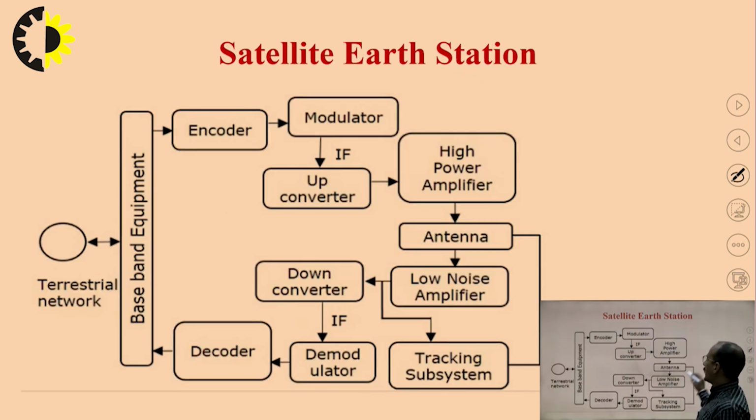This is the diagram of a basic satellite earth station, and you can see the terrestrial network, which is connected through the antenna to the baseband equipment. The antennas used are mostly parabolic reflector antennas.